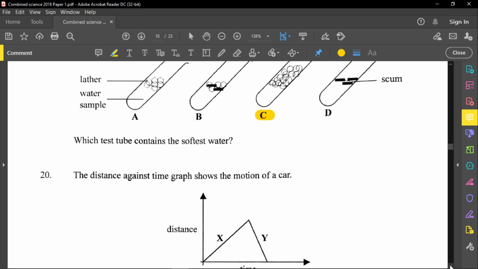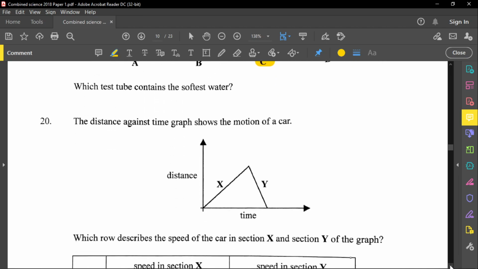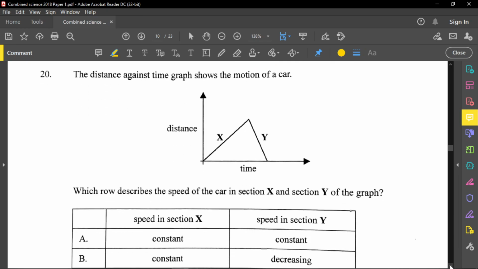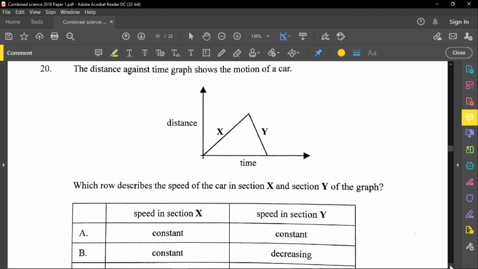All right, so number 20. For number 20, the distance against time graph shows the motion of a car. And it asks, which row describes the speed of the car in section X and section Y? And so what is happening in section X? You notice the distance is increasing with time. And if distance is increasing with time, remember distance over time.